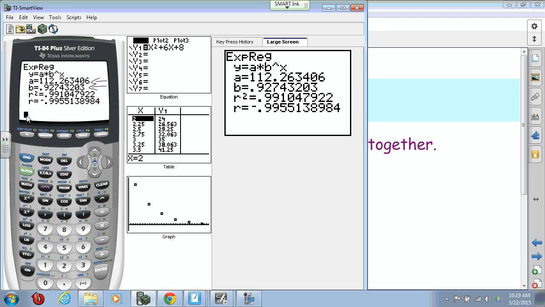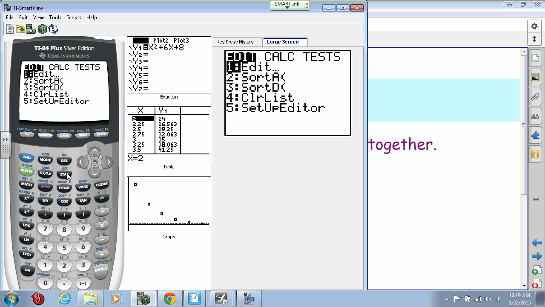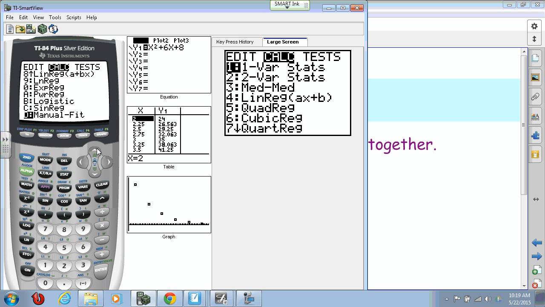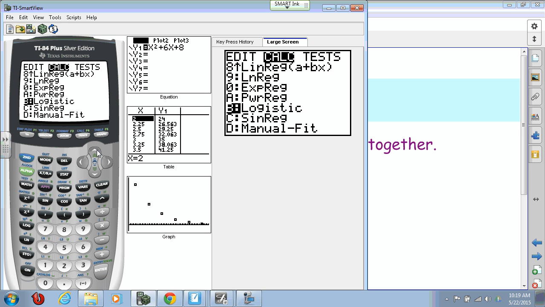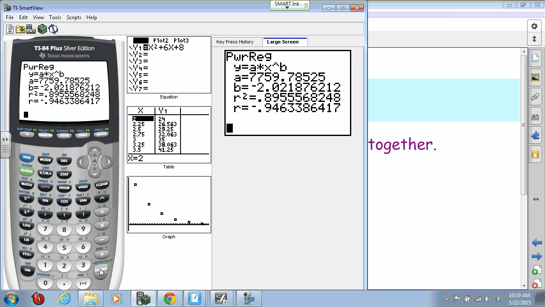Okay. No, not graph. Stat. Calc. And which one do we want this time? Power, which is A. Enter how many times? Twice. Which is the better fit? Exponential, because the power has a negative 0.94, but our exponential has a negative 0.99.